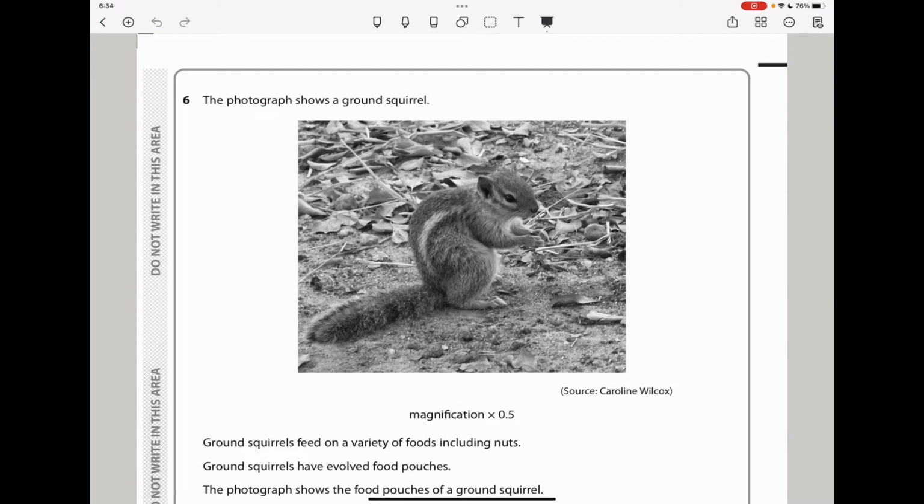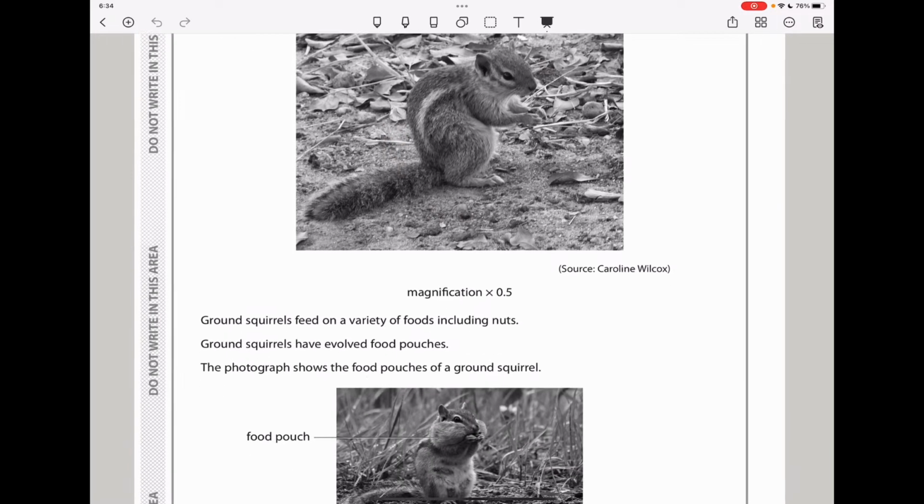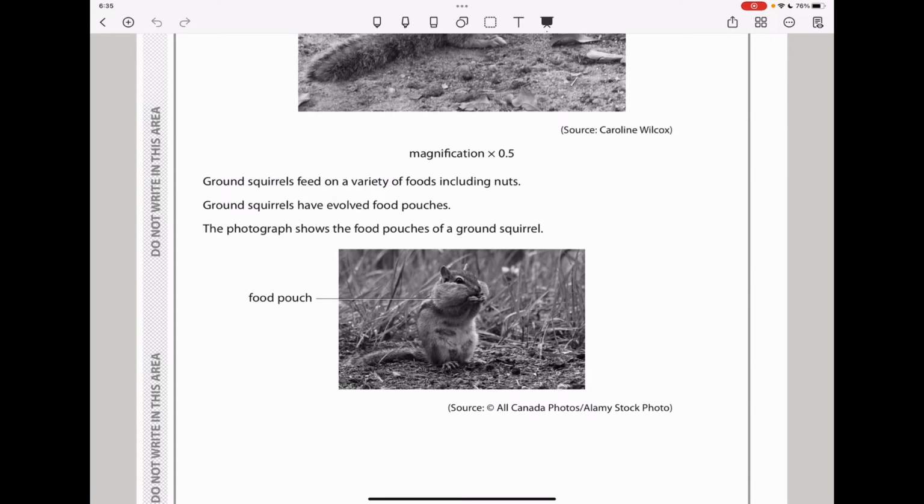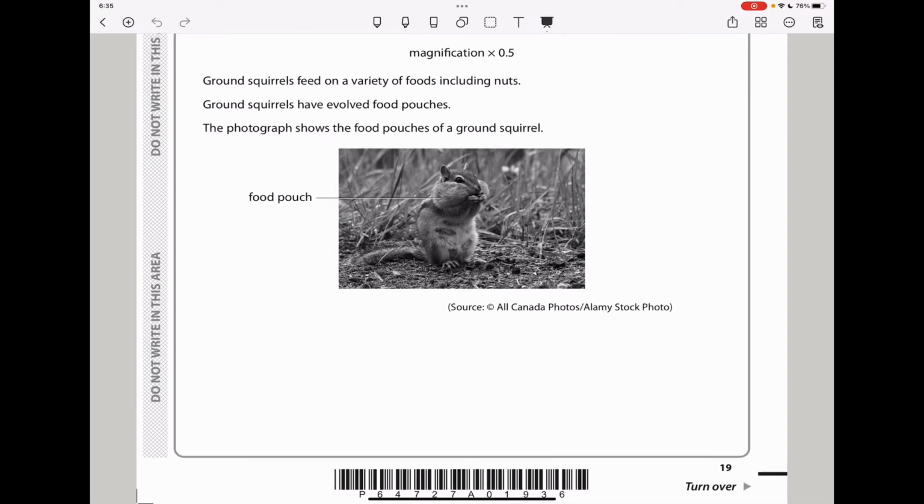Question 6. The photograph shows a ground squirrel. So this is the squirrel we are talking about. Let me continue down here. They say ground squirrels feed on a variety of foods, including nuts. Ground squirrels have evolved food pouches. So they show you the food pouch, which is that. They say the photograph shows the food pouches of a ground squirrel.